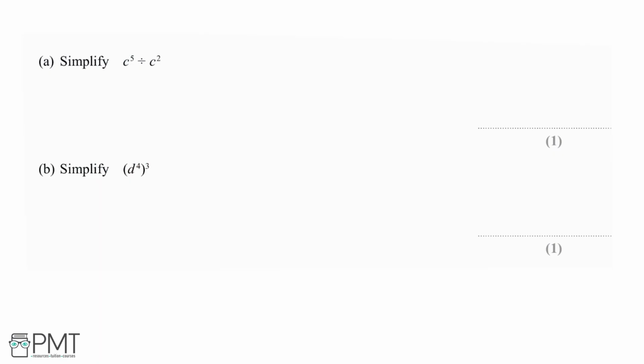Part A says we need to simplify c to the power of 5 divided by c to the power of 2. Okay, so another way to write this division sign, we can write it like a fraction. So I'm going to write c to the power of 5 over c to the power of 2.